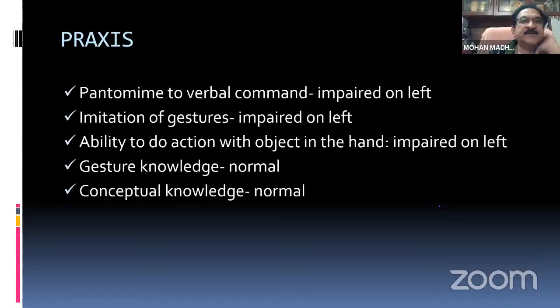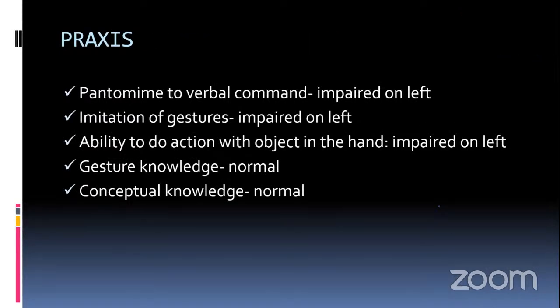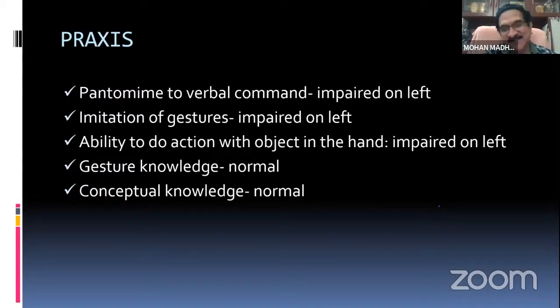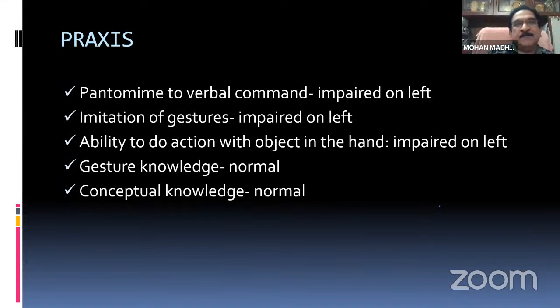So where is the site of lesion in this patient? Anterior corpus callosum or the left premotor cortex. Very good. That's the thing. So this is the anterior callosal apraxia. Not left, sir, right, sorry. Right premotor cortex. Callosum.